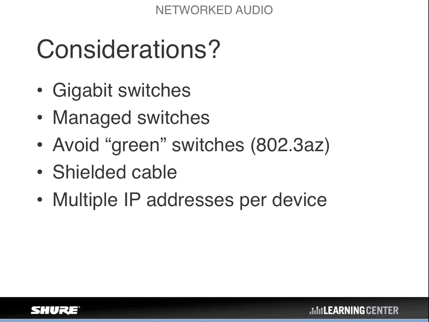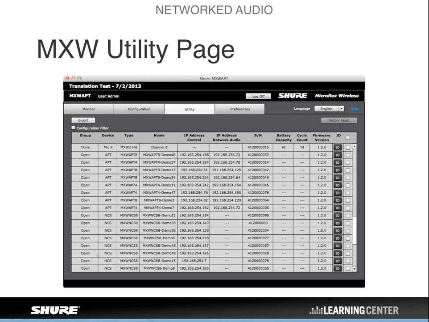And also remember that in the case of Dante devices, there could be multiple IP addresses per device, because there's an IP address associated with the control aspects of the device for, say, manipulating a ULXD receiver in Wireless Workbench. There's a separate IP address for the Dante aspect of it. So you might actually need more than one IP address per device. In fact, that's shown on the Microflex Wireless utility page here, where you can see the IP addresses for all of your Microflex Wireless devices. You'll notice there's an IP address for control in this column, and then for networked audio on the access points in this column. And those are two different IP addresses.